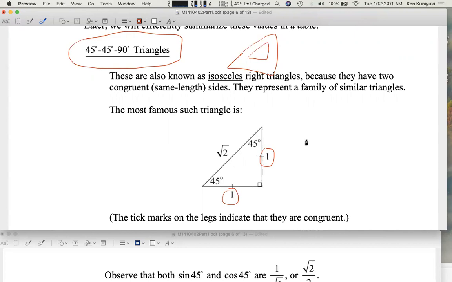Now, the most basic 45, 45, 90-degree triangle, the basic triangle we like to base everything on, is this one over here, where each leg length is 1 unit, say 1 meter. By the Pythagorean theorem, we then get that the length of the hypotenuse is the square root of 2.